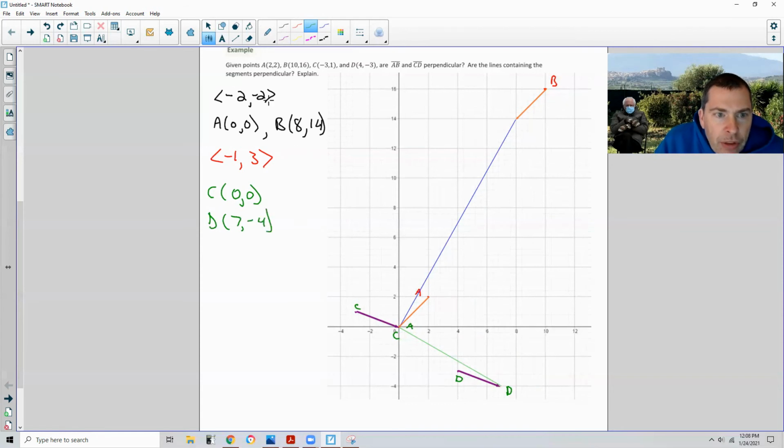And the other thing I want to point out to you is A was at (2, 2). And I subtracted 2 and subtracted 2. So obviously I got (0, 0). B was at (10, 16). 10 minus 2 is 8. 16 minus 2 is 14. Now we have the vector <3, -1>. So that's just what we do to our vertices.